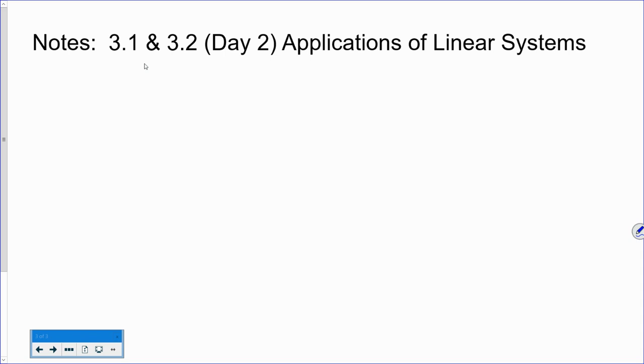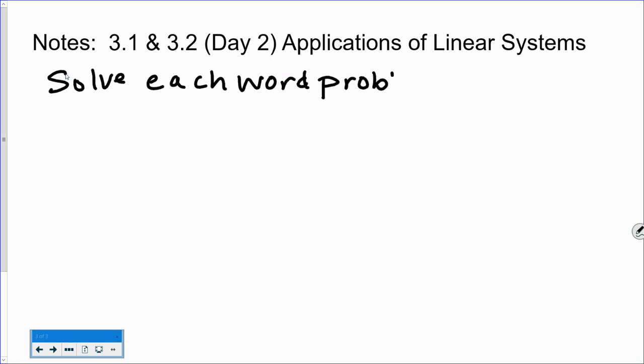All right, we'll go ahead and get started with our 3.1 and 3.2, our second day with linear systems, but we're adding in some applications. So we're doing some word problems today. Exciting. All right, so for each one, we are going to solve each word problem. I want you to practice because we're going to have two unknowns and two variables in each problem. So we'll practice identifying the variables.